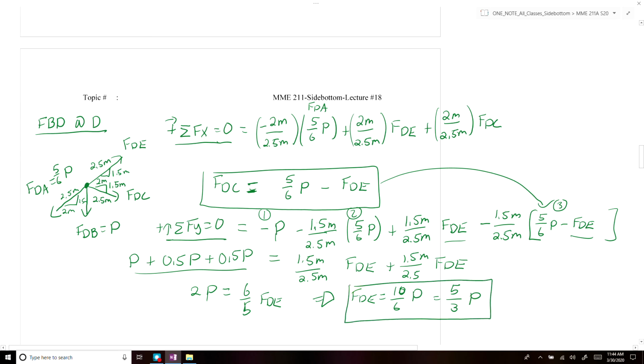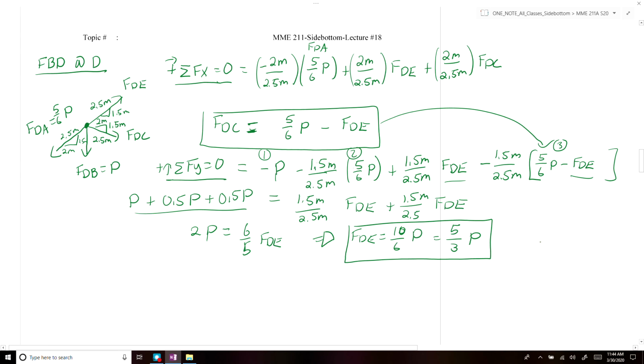From the sum of the forces in the x direction, we can substitute in that value of 5/3 P, so FDC would be equal to 5/6 P minus FDE, which is equal to 5/3 P. 5/3 P is the same thing as 10/6 P, so we end up getting minus 5/6 P for FDC.